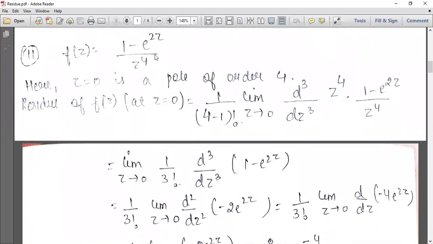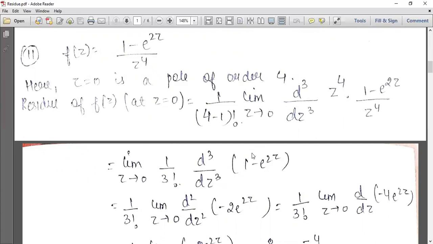Here f of z is (1 minus e raised to the power 2z) divided by z to the power 4. So clearly z equal to 0 is a pole of order 4, z to the power 4. Now I will calculate residue at z equal to 0. Here I will use my second formula. So here m is 4. So this will be 1 divided by (4 minus 1) factorial, limit z approaches to 0 because the pole is 0 here, d cube by dz cube (m minus 1), z to the power 4 times this function. So z to the power 4 will get cancelled and I will be left with this.